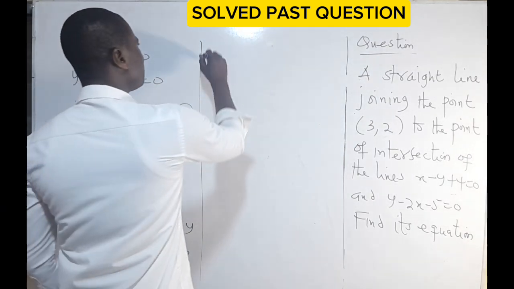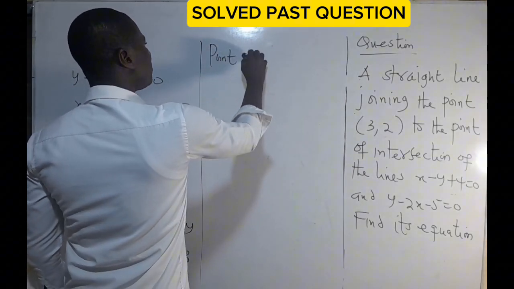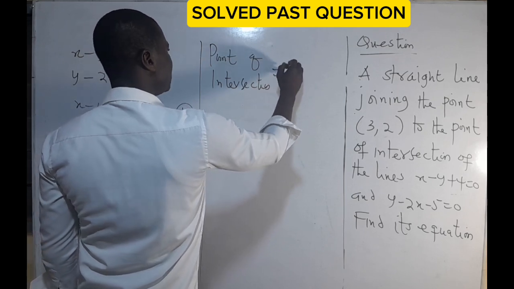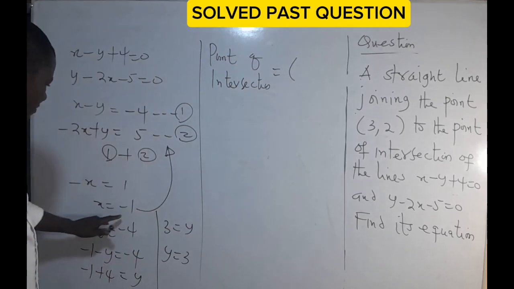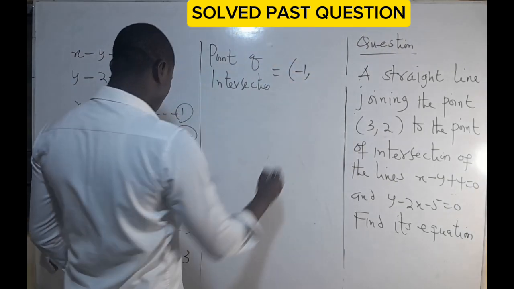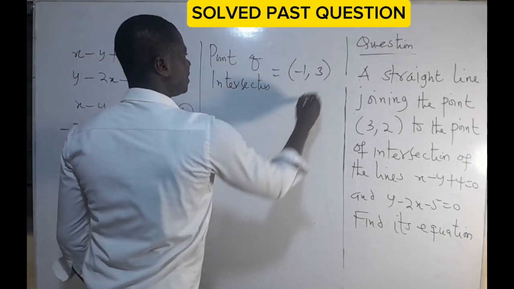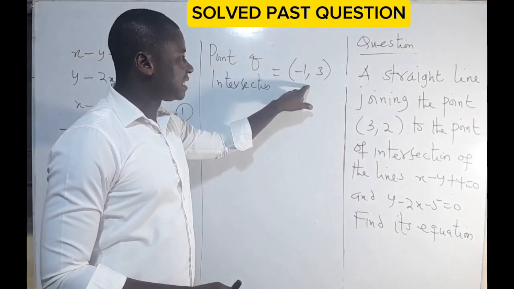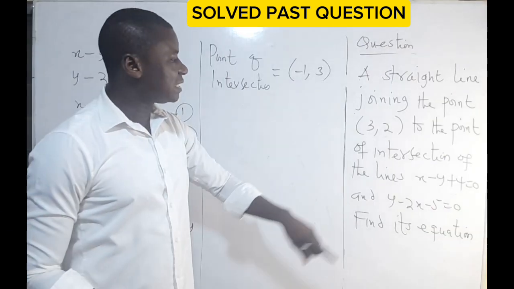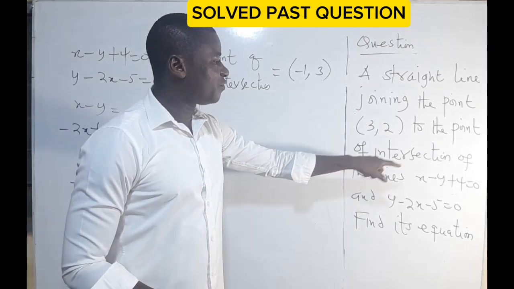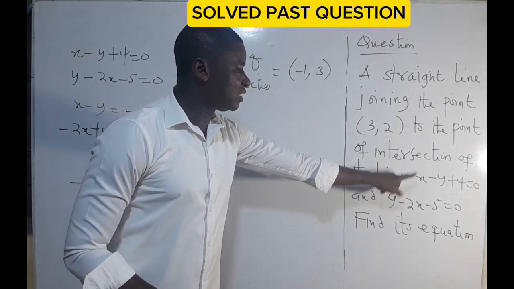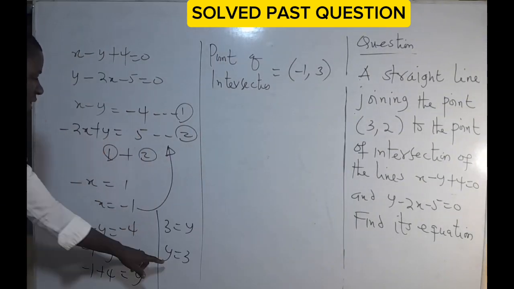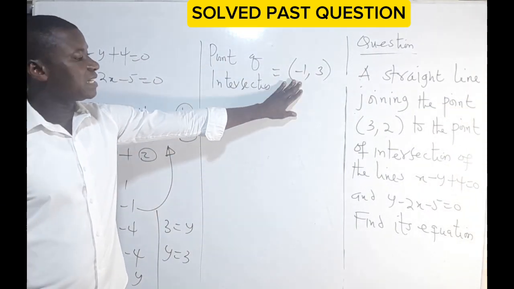That's what you have to understand. The point of intersection of the two lines has x coordinate minus 1 and y coordinate 3. So now we have a line joining this point and this one. Are you getting that? Because we were told that there's a line joining this and the point of intersection. And to find the point of intersection, you have to solve the two lines you were given simultaneously. That's what we have done, and we have x equals minus 1 and y equals 3. So this is the point of intersection of these two lines.